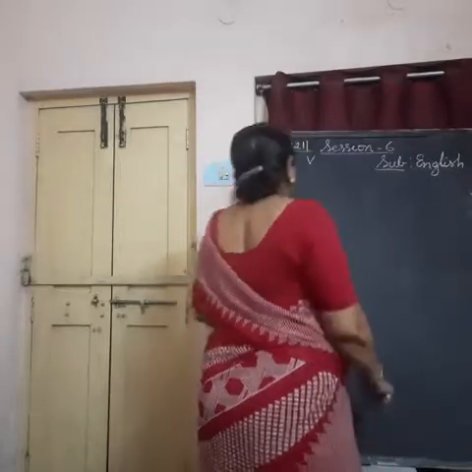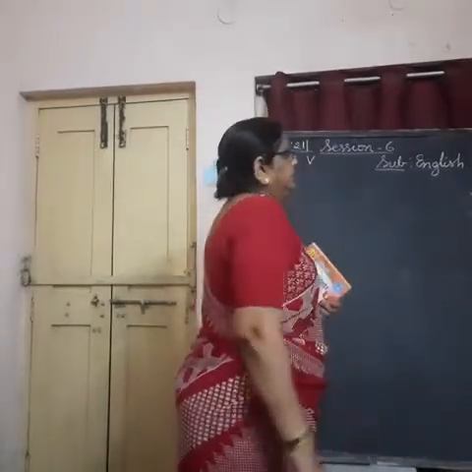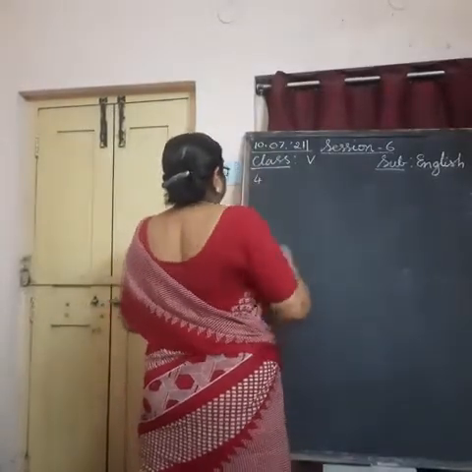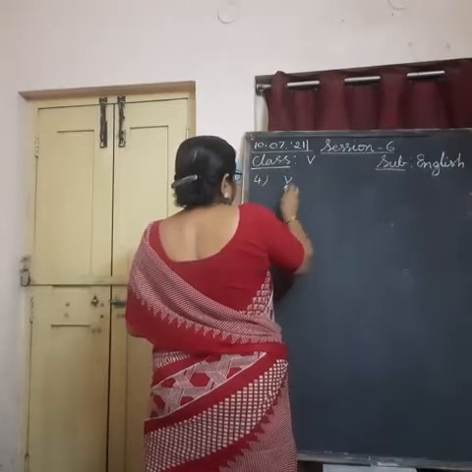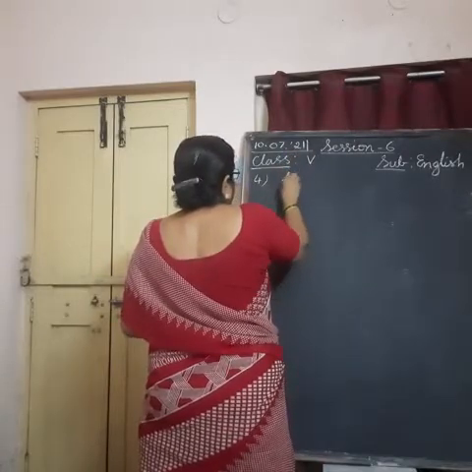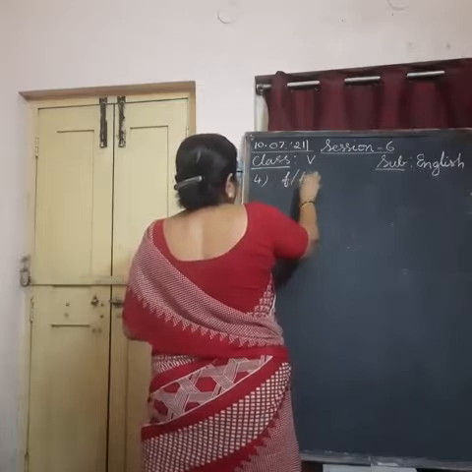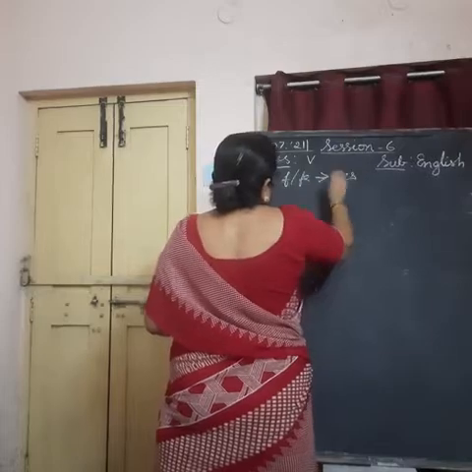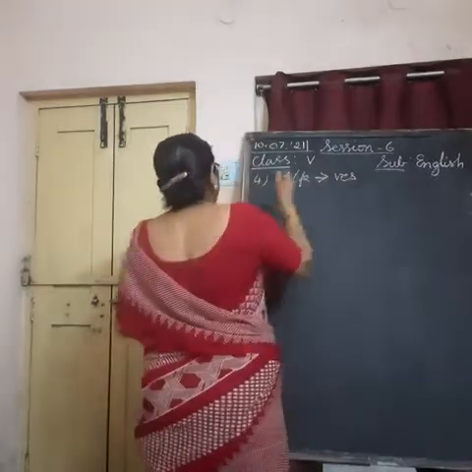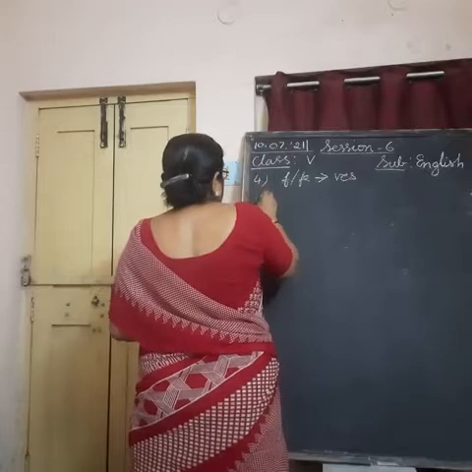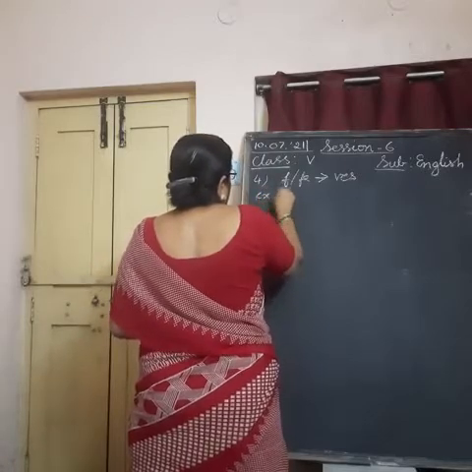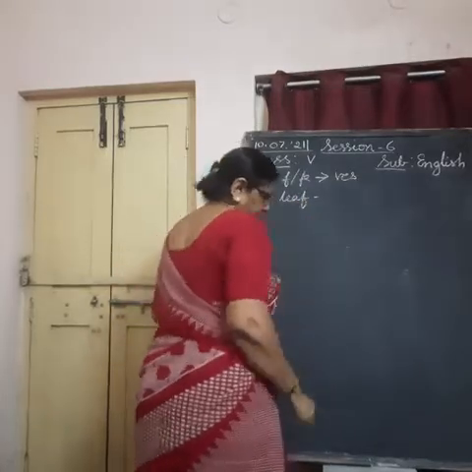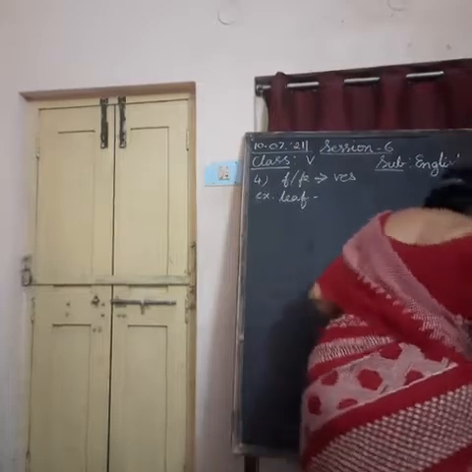Okay, so now we are going to learn the fourth rule. The fourth rule is, if a word has F or FE in the end, we are going to change it to VES. Understand how? For example, leaf is there, L-E-A-F, leaf, singular form. Just a minute.